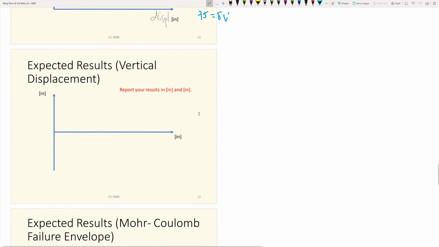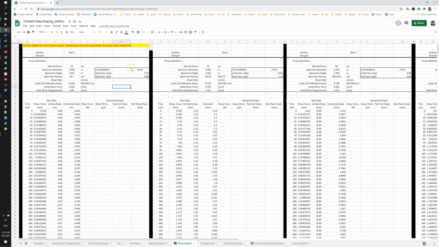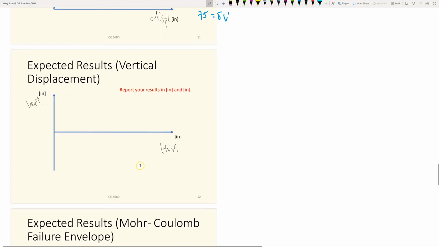And next, you also need to calculate the expected... the other graph you need to include in your lab report is vertical displacements. So this is your vertical displacements, and this will be your horizontal displacements. So if you go back to your spreadsheet, this will be your vertical displacements, and this will be your horizontal displacements. So you plot between those, like a curve again.